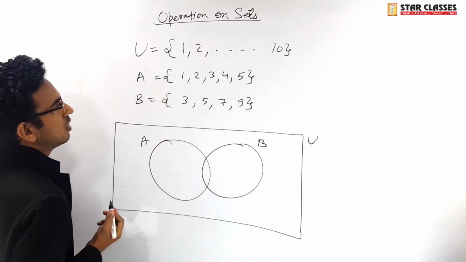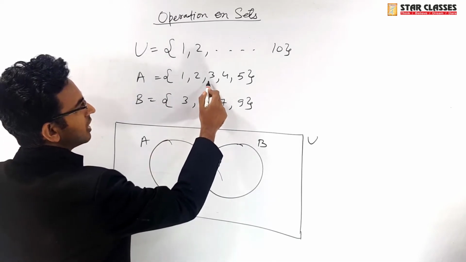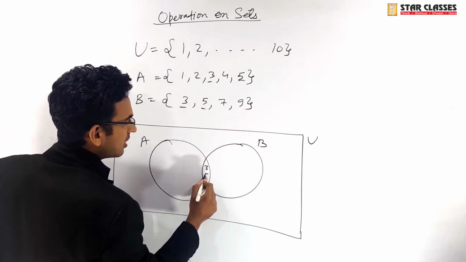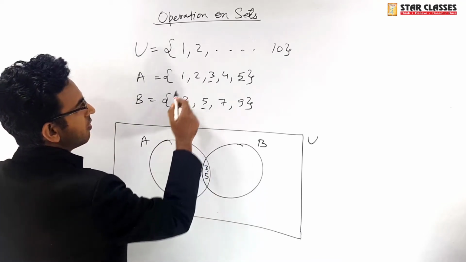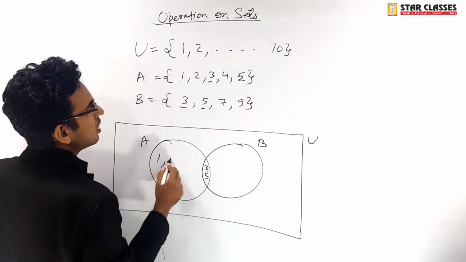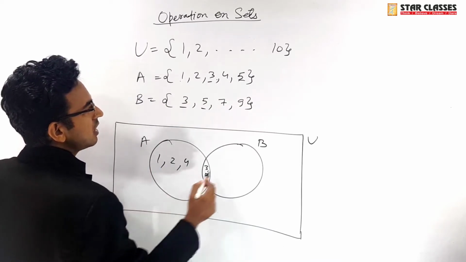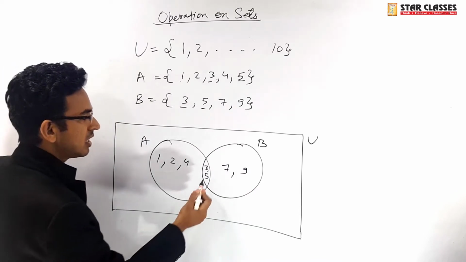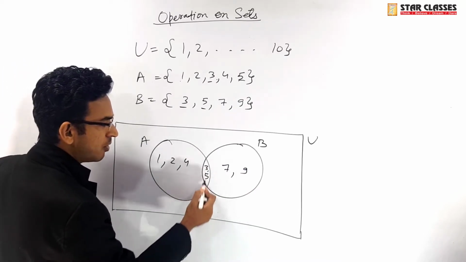The common elements to both are 3 and 5. So you can say 3 and 5 are common to both. Whereas A has 1, 2, 3, 4, 5, so 1, 2 and 4 can be written here, and 7 and 9 can be written here. As you can see, 3 and 5 are common to both.